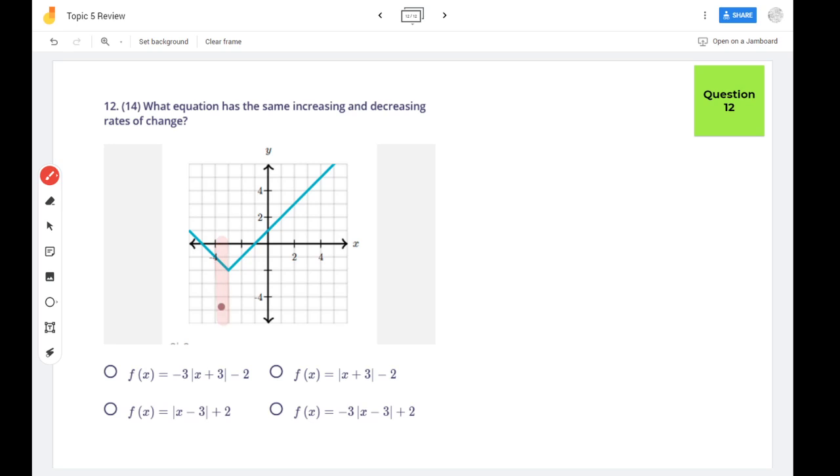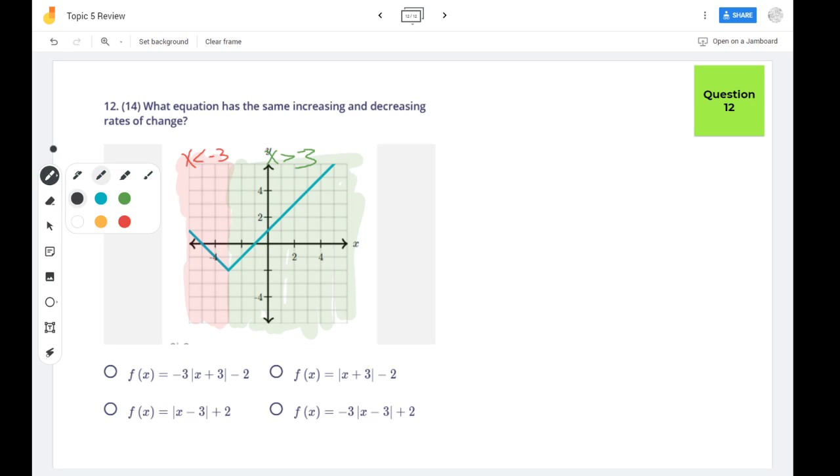So my decreasing section is right here where the V is going downhill. Alright, so everything where x is less than -3. The increasing part of my graph is everything where the graph is going uphill, right? So it's everything to the right of x equals -3. So I am looking for other graphs that are going to shade similarly to this one.